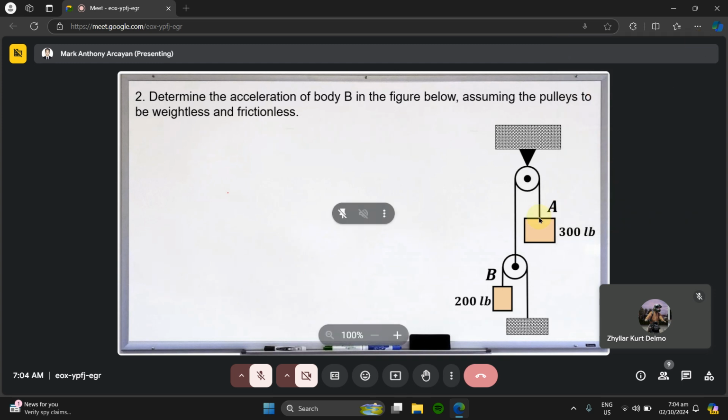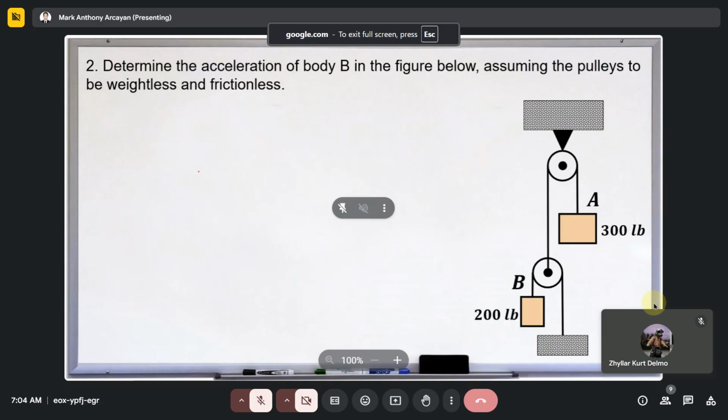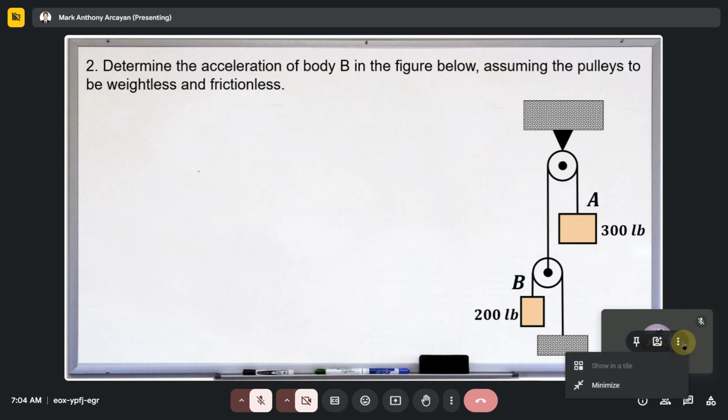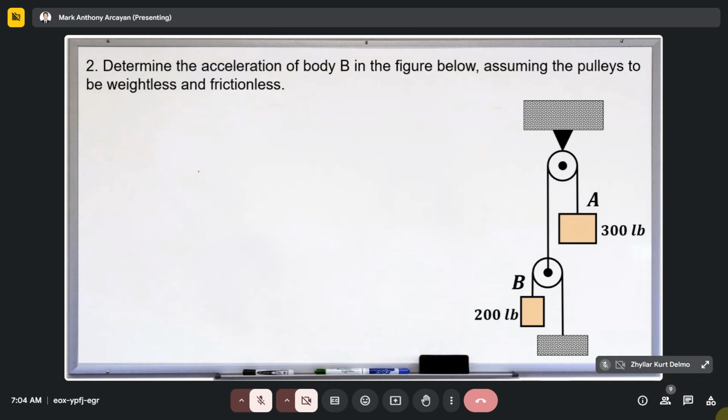To start our solution, same as what we did from the previous one, you have to identify the number of particles that are present in the system. And for this problem, it's obvious that we have two particles of interest, which are bodies A and B. Identifying the number of bodies or particles, you're going to construct FBDs for each of these bodies.